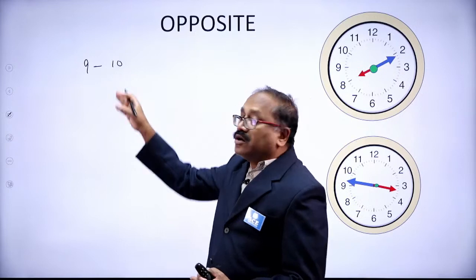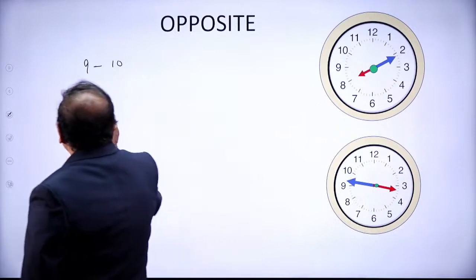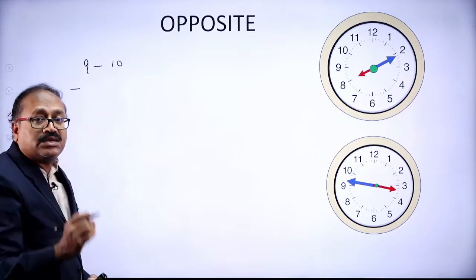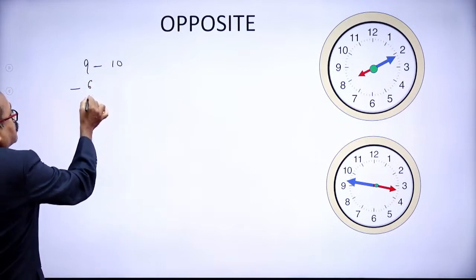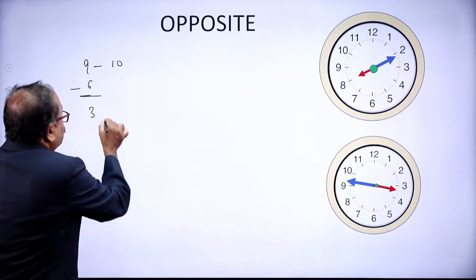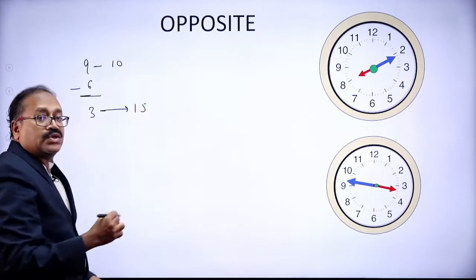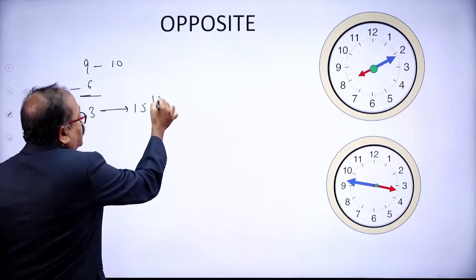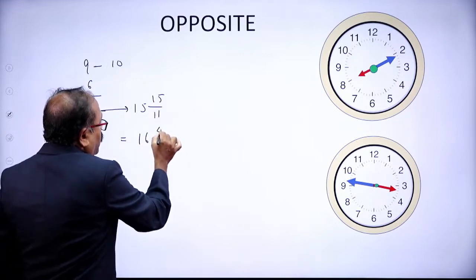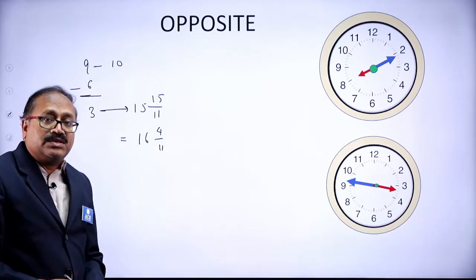So between 9 o'clock and 10 o'clock, at what time will the hands of the clock be opposite to each other? In that case, what we have to do is, if this is greater than 6, then subtract 6. And here it is 9 minus 6, which is 3. So what is the minute value of 3? The minute value is 15. So they will be opposite to each other at 15 by 11, which in turn comes to 16 4 by 11 minutes past 9. The hands of the clock will be opposite to each other.